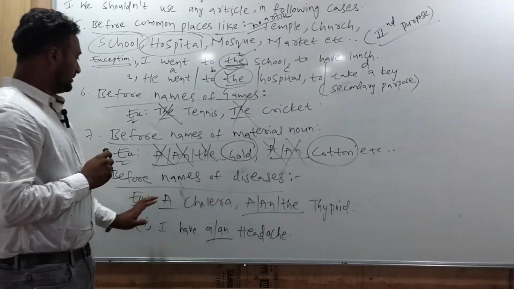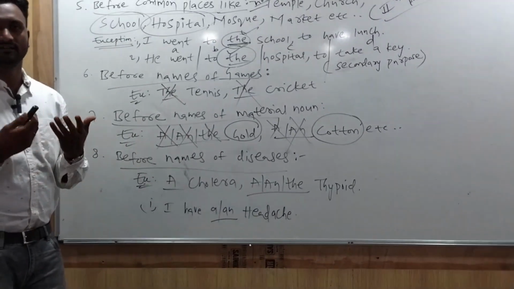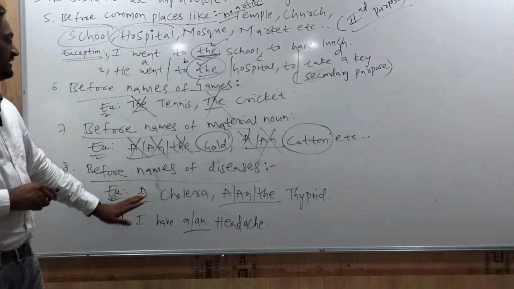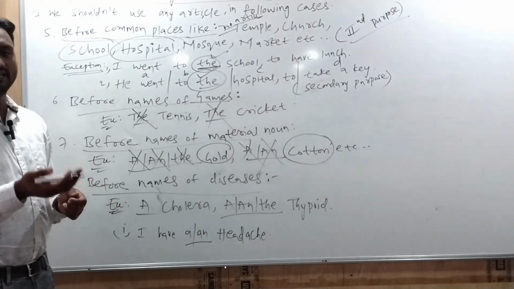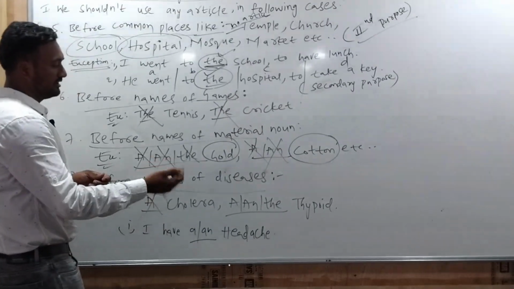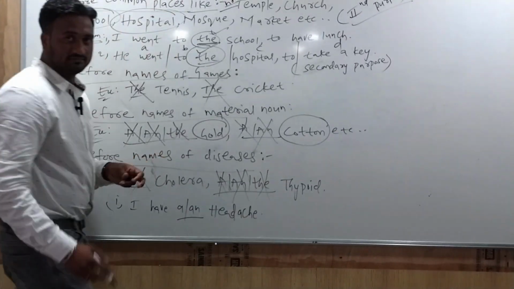Coming to the 8th exception, before names of diseases, any disease. It can be cholera, typhoid, dengue. It can be any disease. Before the names of any disease, you should not use any article, be it a or an or the. You can't say a cholera, an cholera, the cholera. A typhoid, an typhoid, the typhoid, you should not say.